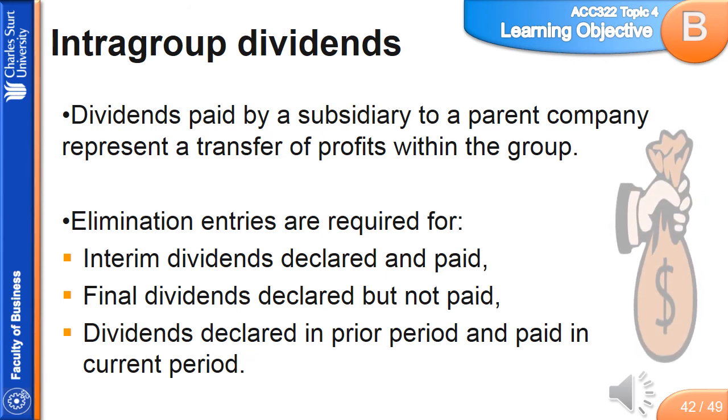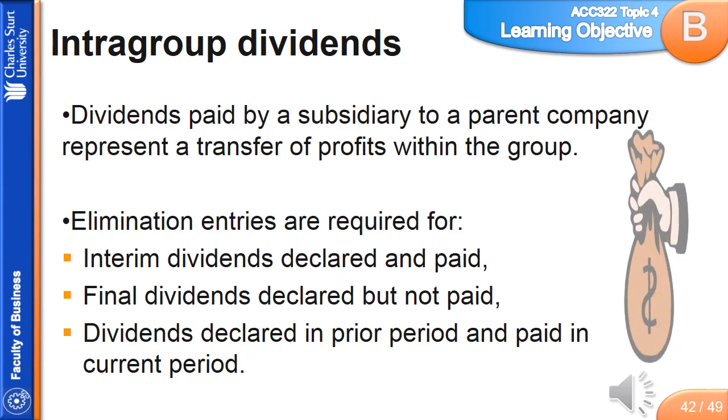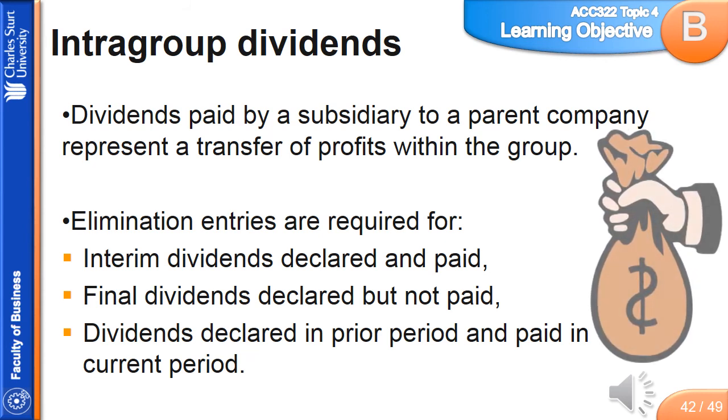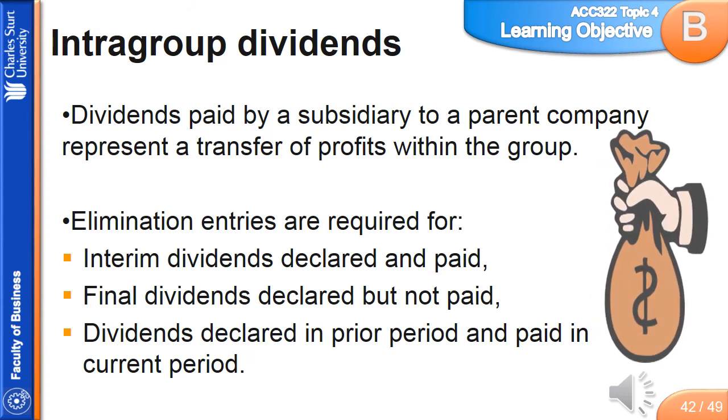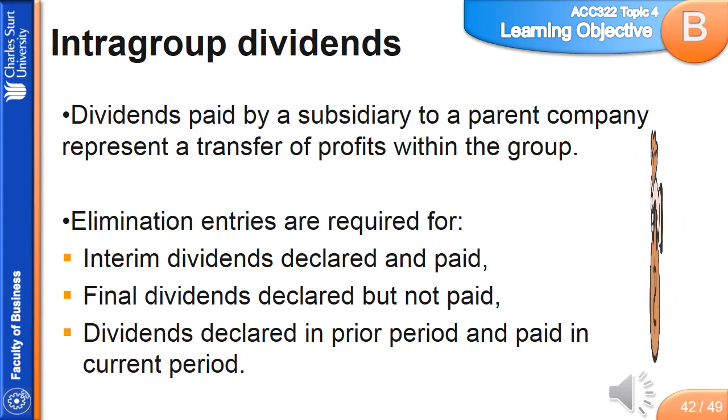So the elimination entries are required for 3 different events. Firstly, where interim dividends are declared and paid. So during the financial year, say mid financial year, there's a dividend paid. That's called an interim dividend. That's usually declared and paid during the period, obviously because it's only halfway through the reporting period.